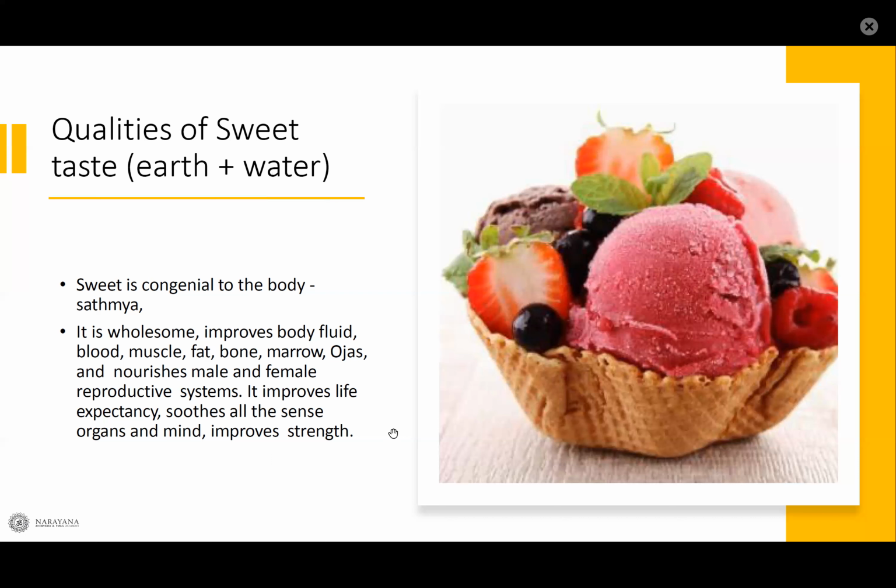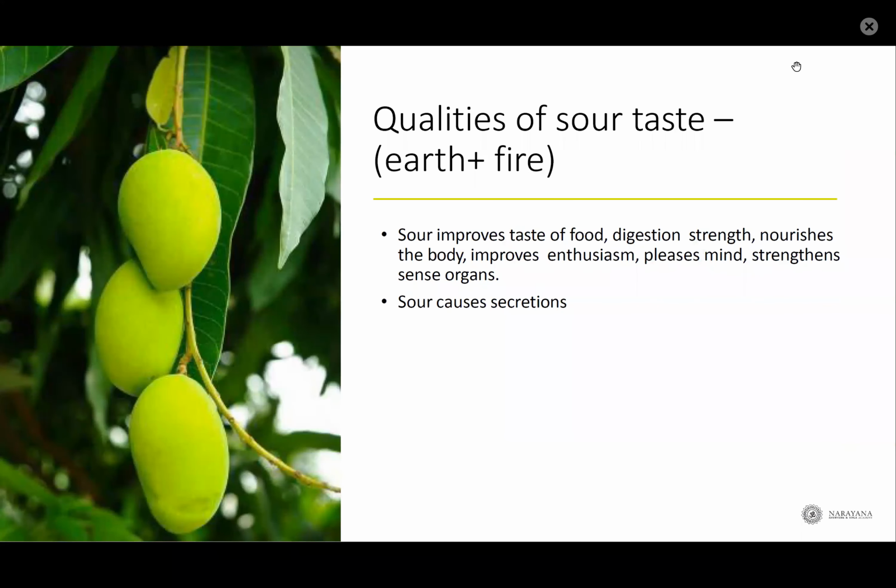Sour taste. So some of you are interested in doing the herbology or dravyology and becoming Ayurvedic herbalists next year. And if I do start a herbalist group, we need a few more people to start that. Once you graduate, we'll see how many people sign up for that.